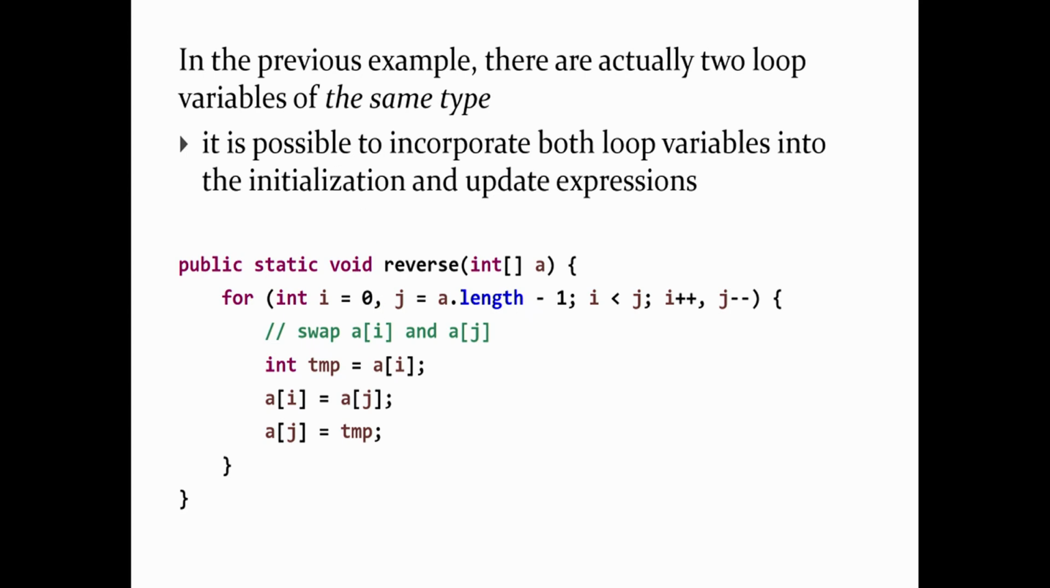So I can write int i equals 0, comma, j equals length minus 1, and now i and j, their scope is the body of the loop. Similarly, for the update condition, I can update both variables. I can increase i by 1, and decrease j by 1, so it's i plus plus, comma, j minus minus. And now you've got all of your loop variables declared within the for statement itself.